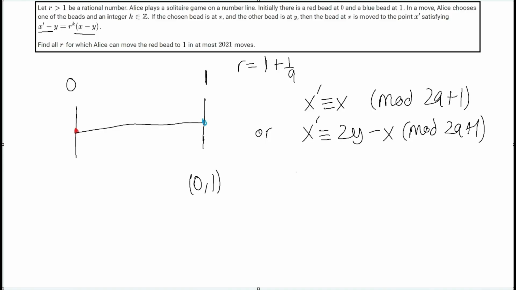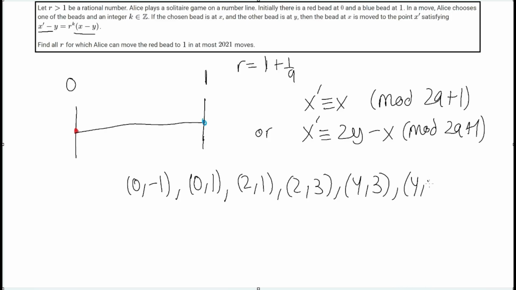So we look at all the possible places we can go to. We can either reflect the first bead over the second, which gives 2, 1, or we can reflect the second bead over the first, which gives 0, -1. And we can just keep repeating this. We get 2, 3, 4, 3, 4, 5, and so on and so forth. And then over here, we get -2, -1, then -2, -3, and so on and so forth.